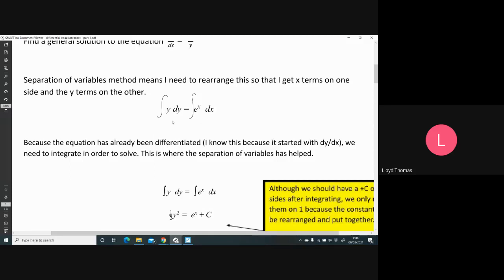And you end up with this equation here. We want the integral of y dy equals the integral of e to the x dx. Now, if you integrate all of this, y becomes y squared over 2. E to the x stays the same, but we're going to include a plus c on the end because remember there is that constant. And I've done it. I've reached the general solution.